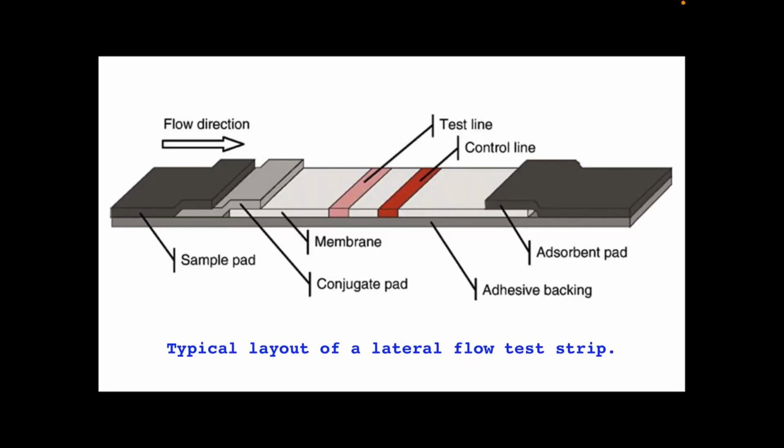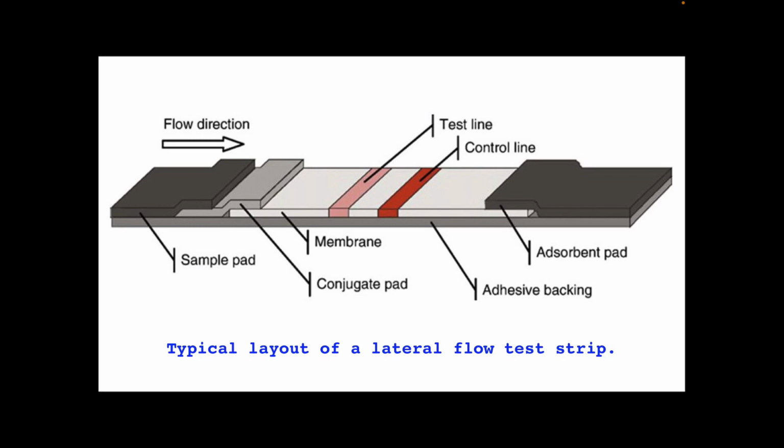So this one shows the typical layout of a lateral flow test strip. So this is the sample pad where we place our sample, the conjugate pad, the membrane, also the test line, the control line, the adhesive backing, and also the adsorbent pad.